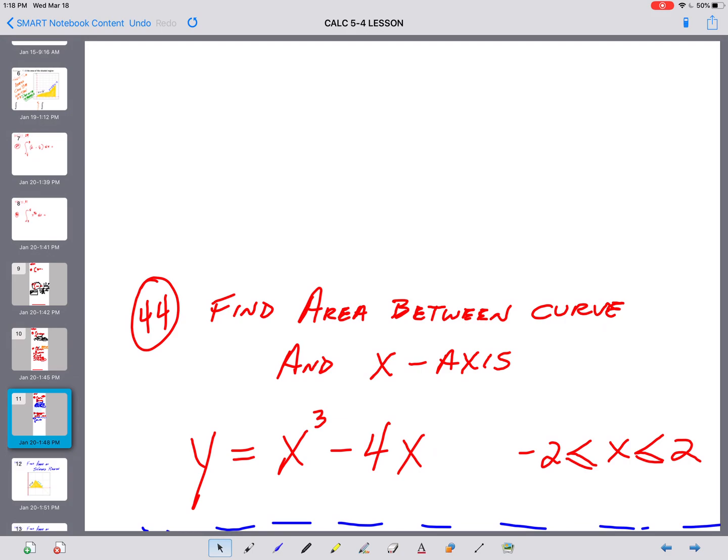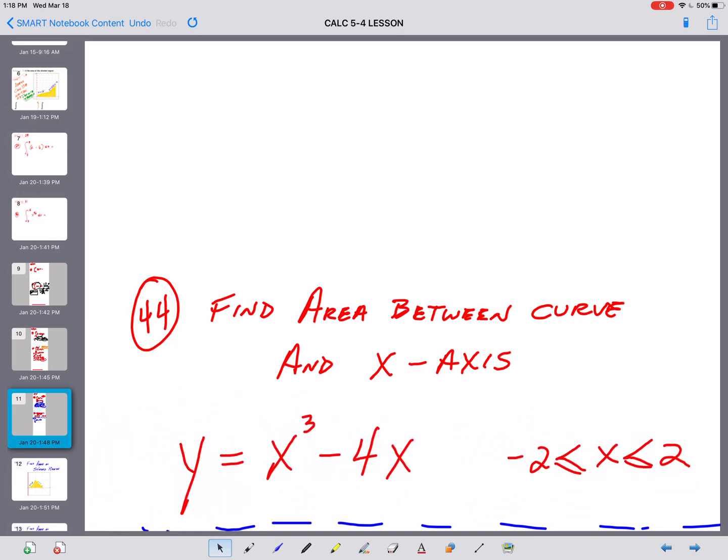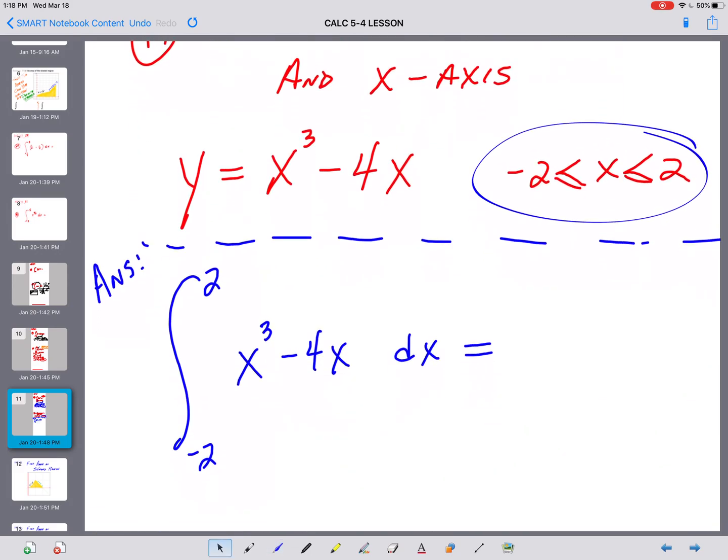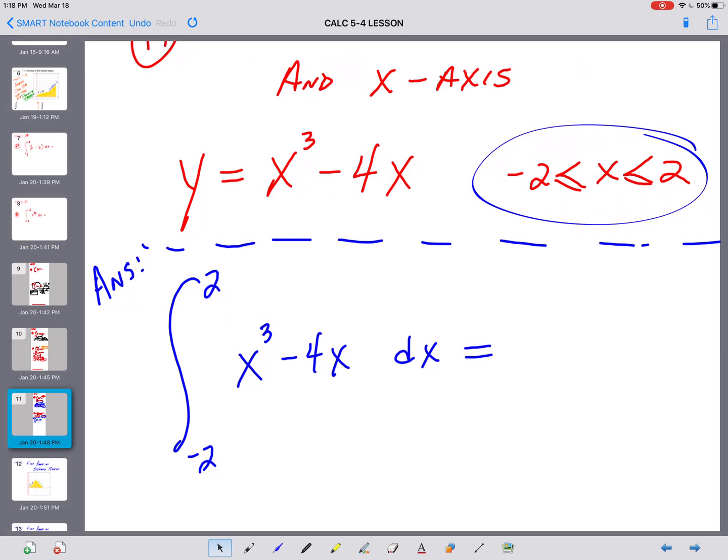Look at this problem. They said find the area between the curve and the x-axis. Well, they even give us the x values here, from x equals -2 to x equals 2. Well, we want an integral. That's all it is. That's really all they're asking you to do. So let's do the integral here, the antiderivative.